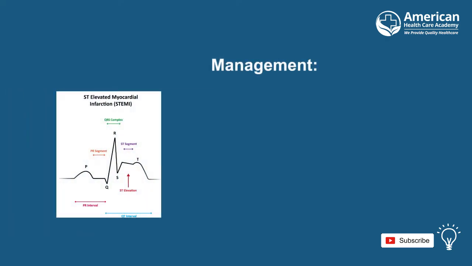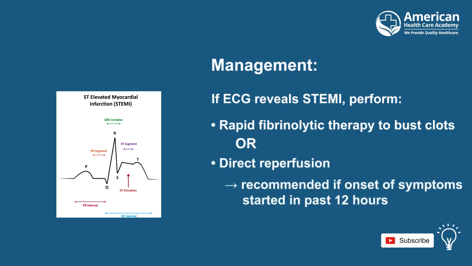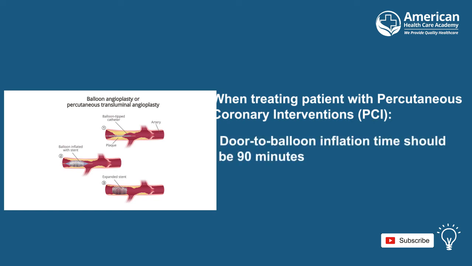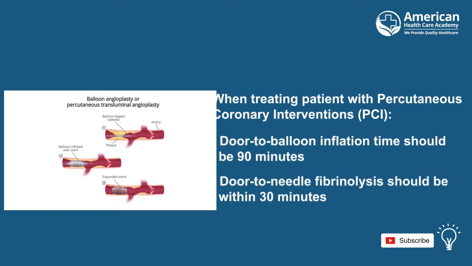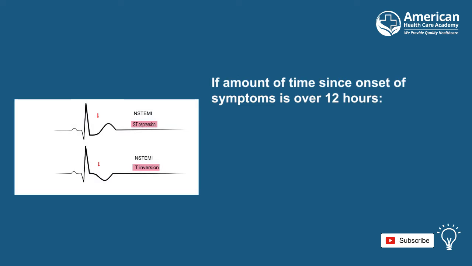For management of the pain, if the ECG reveals STEMI, then perform either rapid fibrinolytic therapy, which will break down clots, or direct reperfusion. If the amount of time since the onset of symptoms is 12 hours or less, then reperfusion is the recommended treatment. When treating the patient with PCI, or percutaneous coronary interventions, you should aim for a door-to-balloon inflation time of 90 minutes. Door-to-needle fibrinolysis should be within 30 minutes. If the amount of time since the onset of symptoms is over 12 hours, then invasive treatment is recommended.